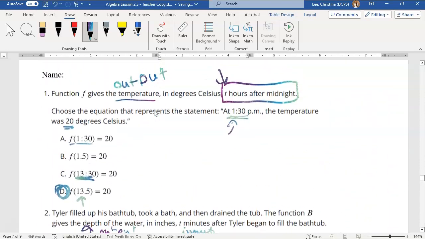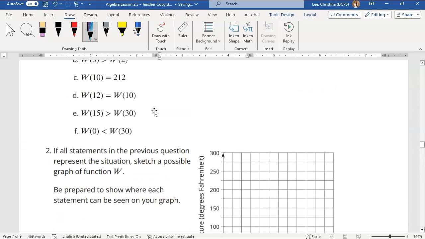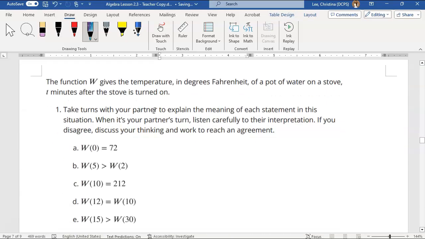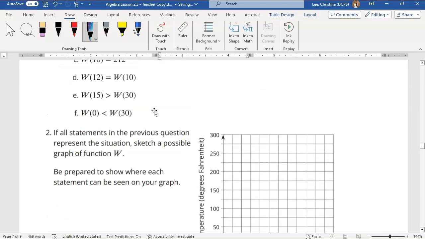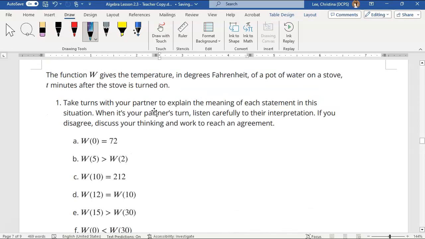All right, going back into your classwork really quickly, I'm going to show you this part right here, and then I'm going to go down and show you just a quick example from here. So you just need to tell me what the statement means. If W is the function that gives the temperature, so the output is the temperature, and the input is T minutes after the stove is turned on.